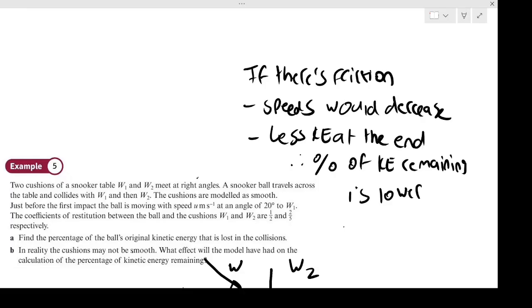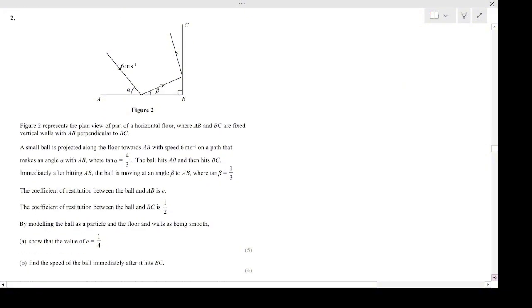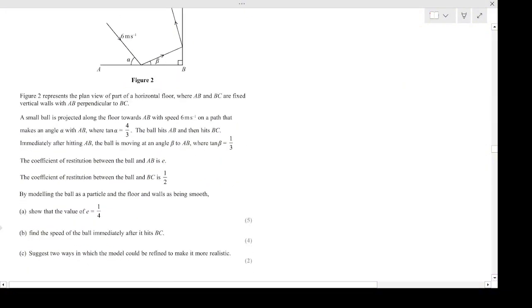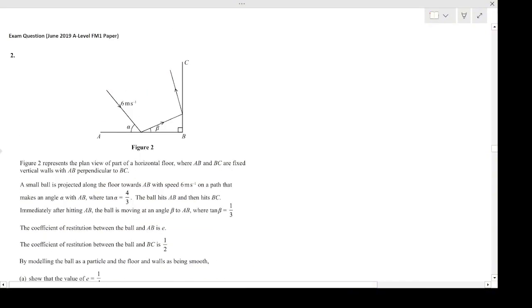And there we are. Now I've got this exam question here. Again, we're given all the information on the diagram. So part A, we need to show that the value of the coefficient of restitution, e, is a quarter. If we're going to do that, it's best to do what we normally do. So if I just consider the first collision, firstly it's going to collide with there, then it's going to go there, and then there.